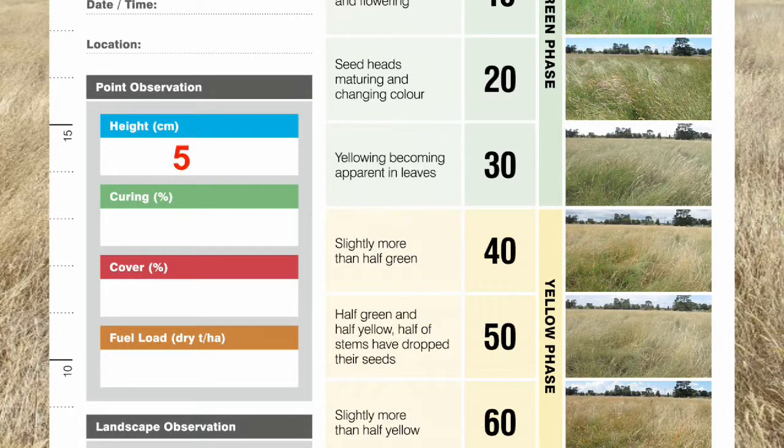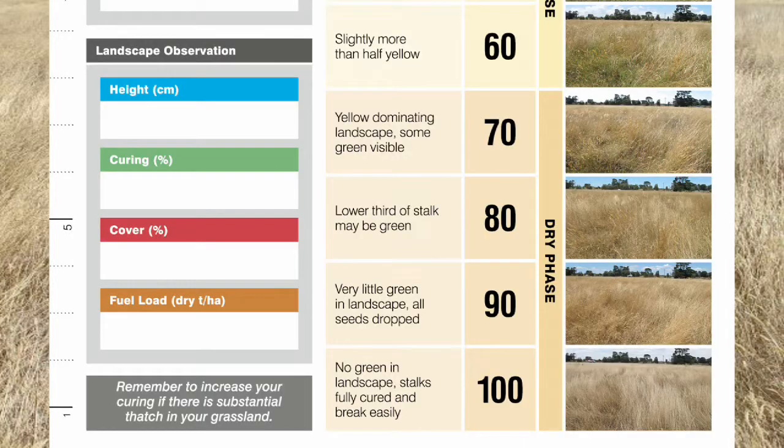So my place here, the height is 50 centimetres, curing 100%, cover 30, and about 1.9 tonnes per hectare is the fuel load. But in the landscape, it's considerably different. It's about 10 centimetres high, 100% cured, 10% cover, and about 0.1 tonnes per hectare.